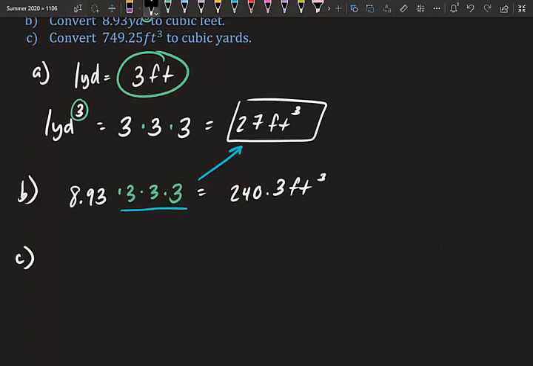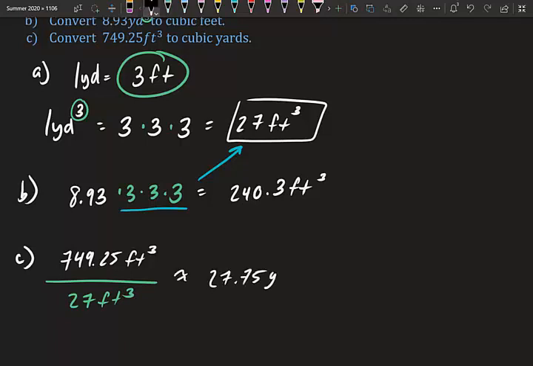Alright, we want to convert 749.25 feet cubed to cubic yards. So we're going the opposite way. So the opposite of multiplication is division. So we have 749.25 feet cubed divided by 27 feet cubed. And we get approximately 27.75 cubic yards.